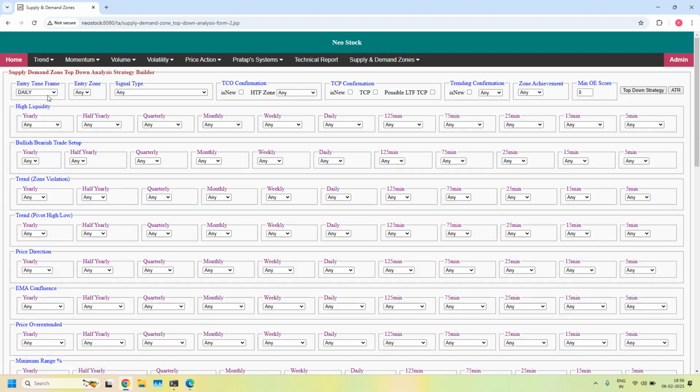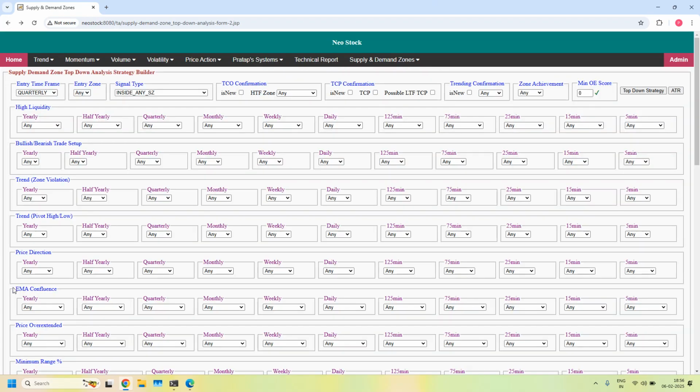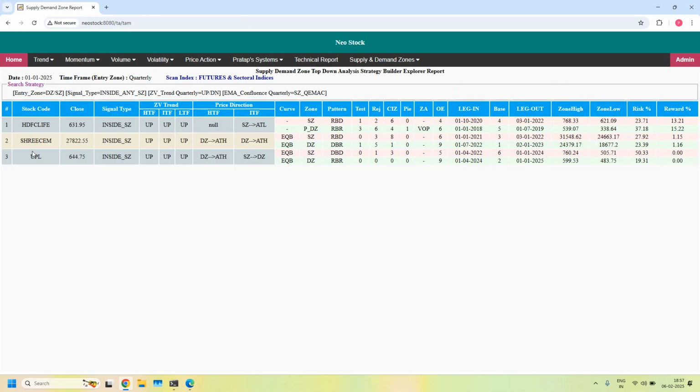Next, quarterly time frame, price closed inside the quarterly supply zone, we got 4 stocks. Within these 4, how many quarterly supply zones are having EMA confluence? Let us verify. In the EMA confluence at quarterly time frame, quarterly supply zone having quarterly EMA confluence, and the trend on the quarterly time frame is either up or down. We got 3 stocks.